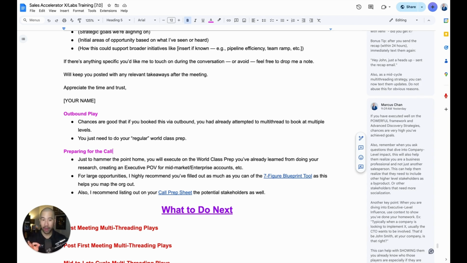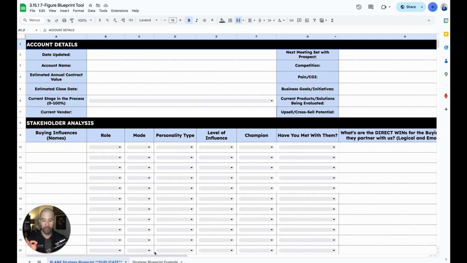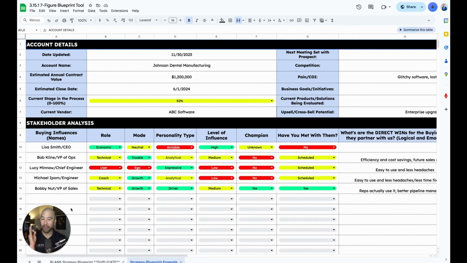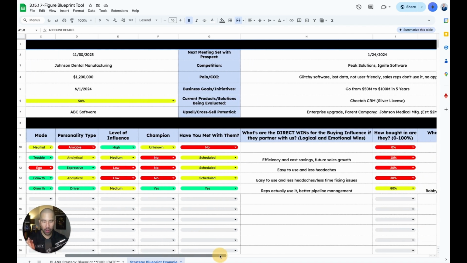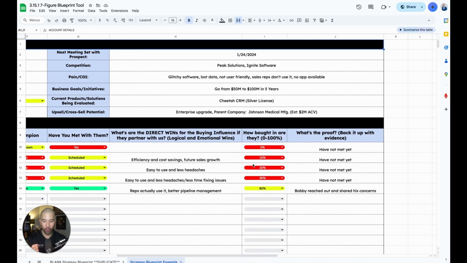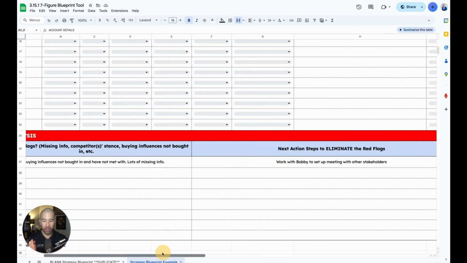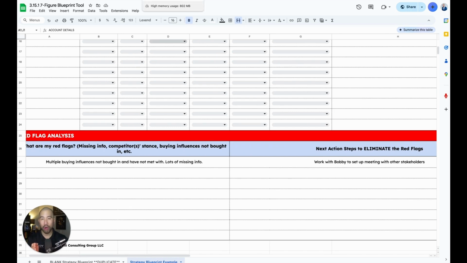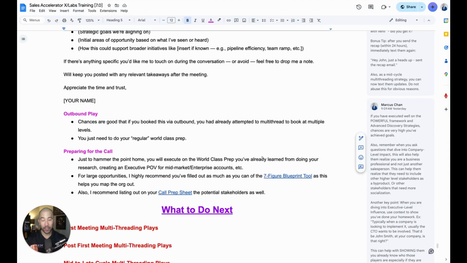All right. So as a quick reminder, the 7-figure blueprint tool looks just like this, in which you're filling out the buying influences, the roles that are in, the mode that they're in, the personality type, the level of influence, champion, have you met with them or not? What are the direct wins? How bought in are they? What's the proof? And any other red flags. This helps you plan out your call strategy as you've seen in the other past videos. All right. And on top of that, this helps you really see the organization in a larger, bigger picture as well.